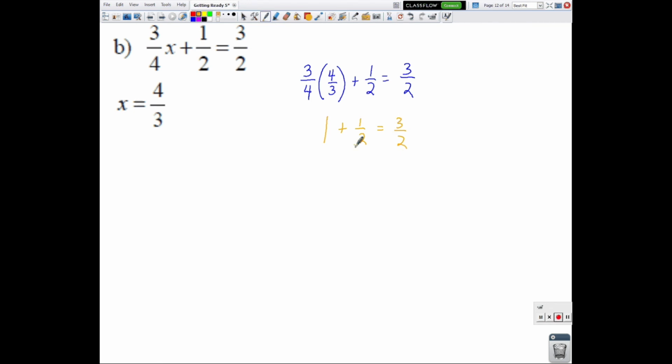To add 1 plus 1/2, we need common denominators, which would be 2 in this case. So 1 is 2 over 2. So 2/2 plus 1/2 is equal to 3/2. So the left and right sides match. And once again, our given value, 4/3, is a solution.